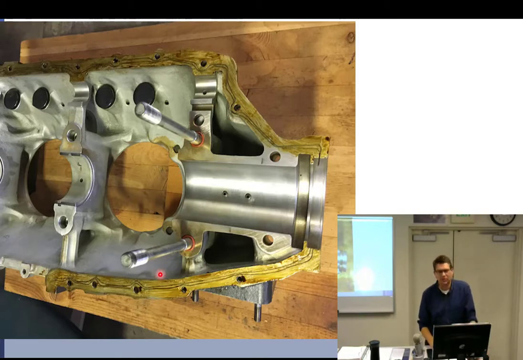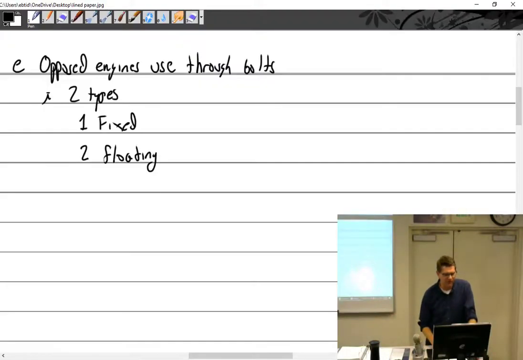Just know that there's different types. If you're working on an engine, almost all Continentals are this way. And you're like, whoa, it just came out. Did I break it? No, it's supposed to come out that way. So it's more common that they're floating.